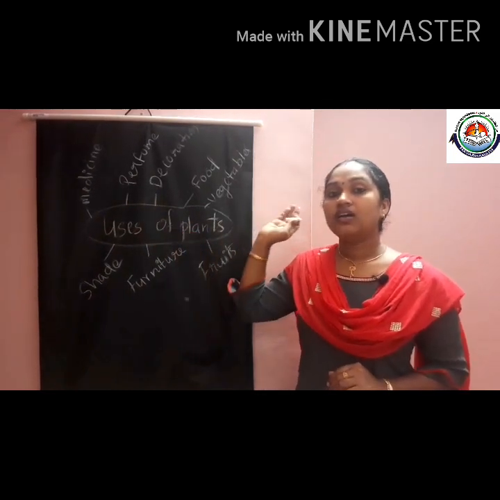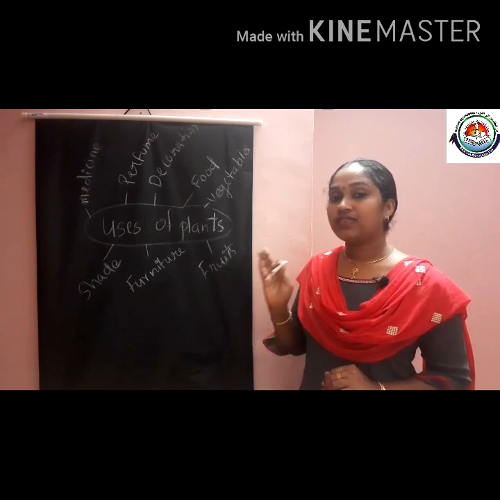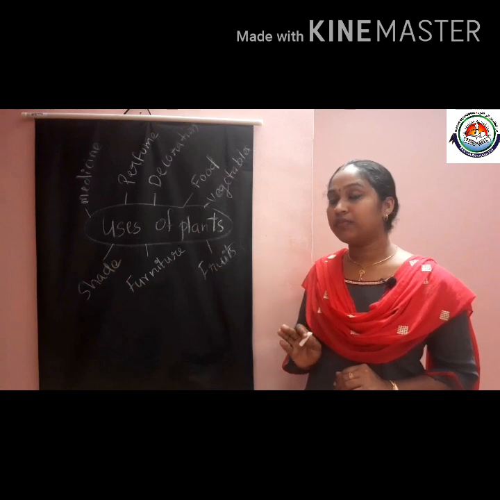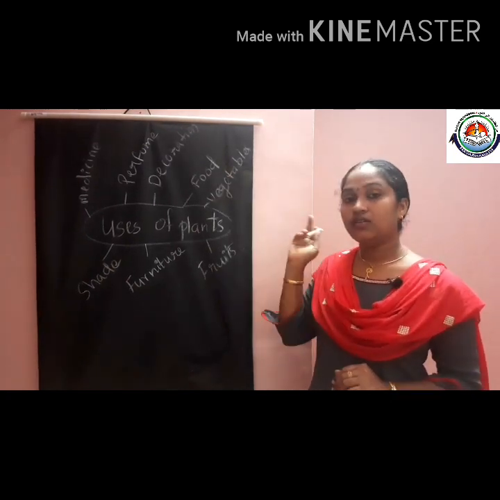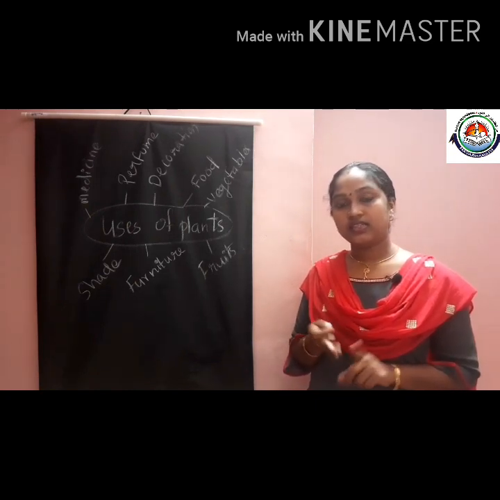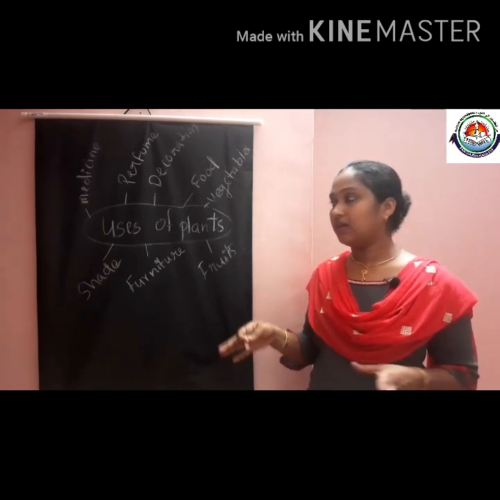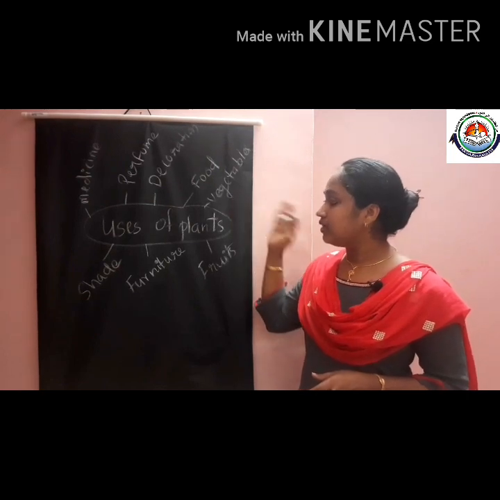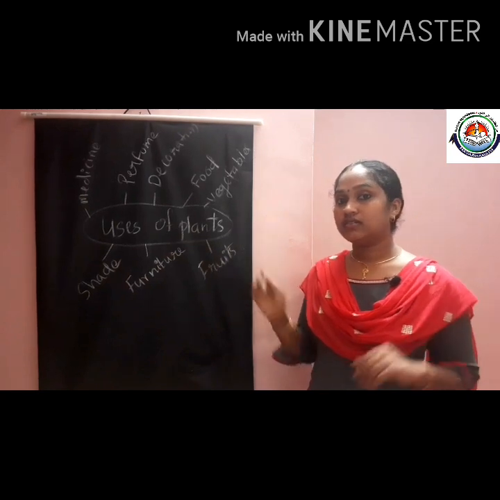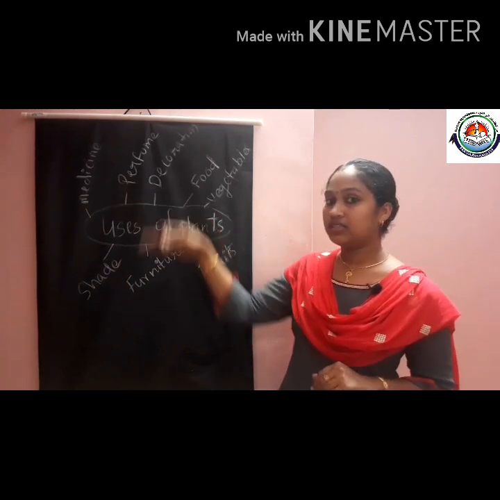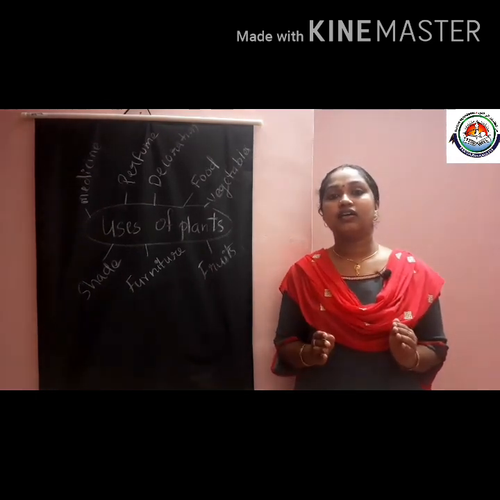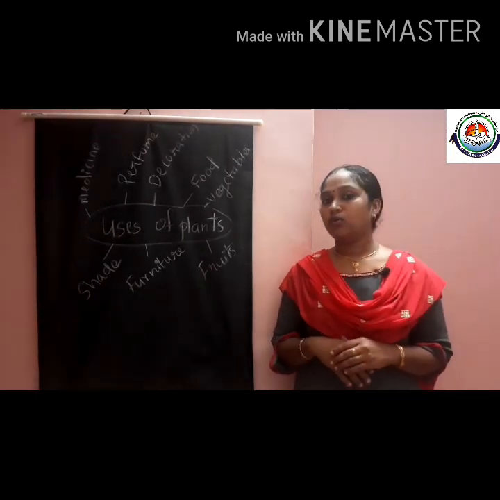What was the important use of plants? Yes, what do we get from plants? The main important thing that we get from plants is food. We get food from plants like vegetables, fruits, cereals, pulses, nuts, etc. And we get furniture also from plants. We get shade from the plants. We get medicine. So we are getting many things from the plants. That is why plants are very important.